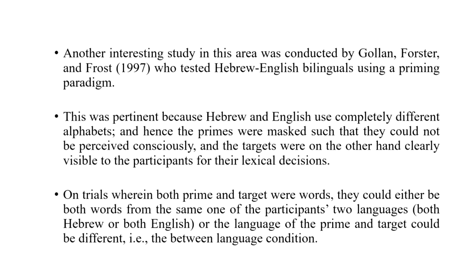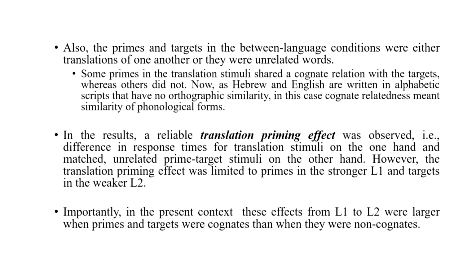Targets, on the other hand, were clearly visible to the participants, for which they had to make lexical decisions. On trials wherein both the prime and target were words, they could either be both words from the same language, which is the same language condition, or the language of the prime and target could be different, which would be the between language condition. Also, the primes and targets in between language conditions were either translations of one another or they were unrelated words.